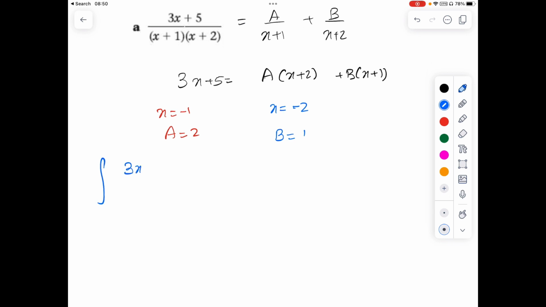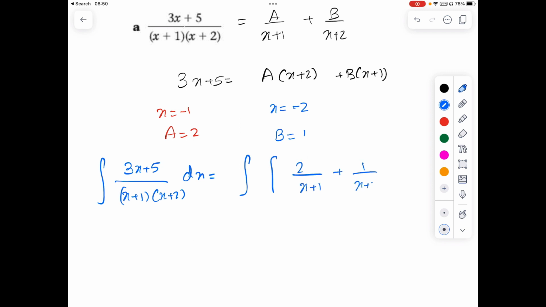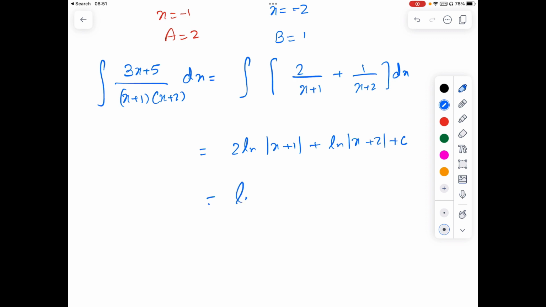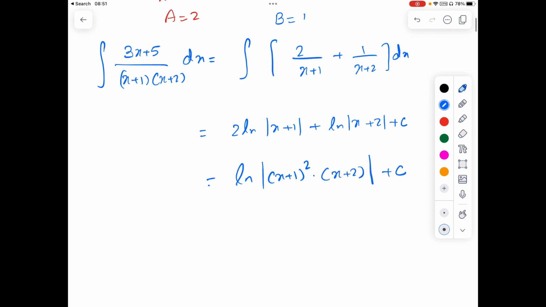The integral of (3x + 5) upon (x + 1)(x + 2) dx will become the integral of 2 upon (x + 1) plus 1 upon (x + 2) dx. So it is 2 ln|x + 1| plus ln|x + 2| plus C. Further simplification: it becomes ln of (x + 1) whole squared, and addition becomes multiplication, (x + 2), plus C. That's going to be the answer for part A.